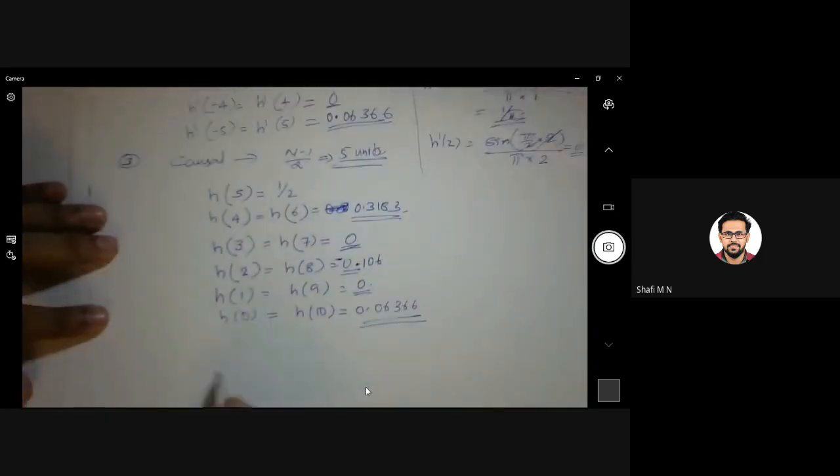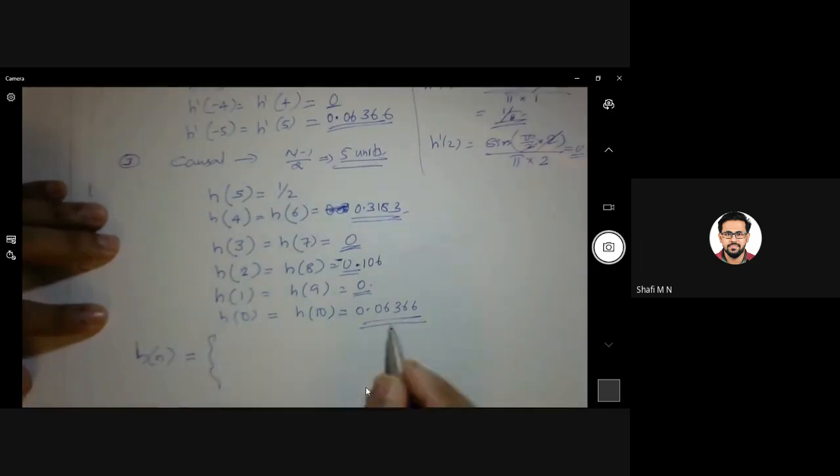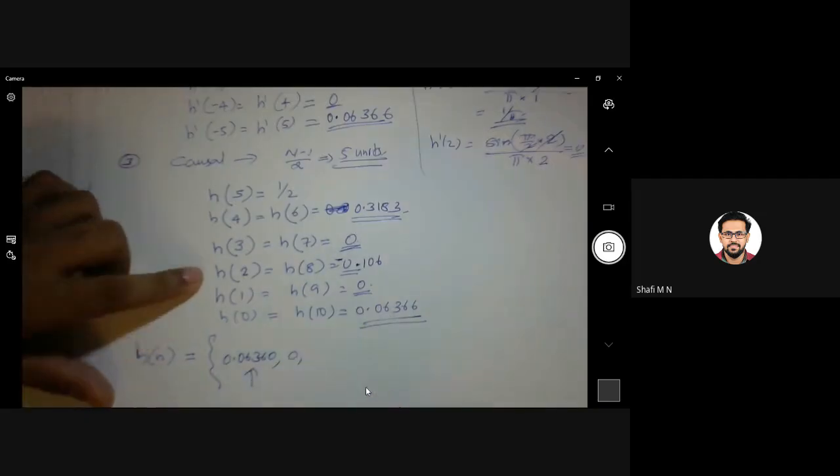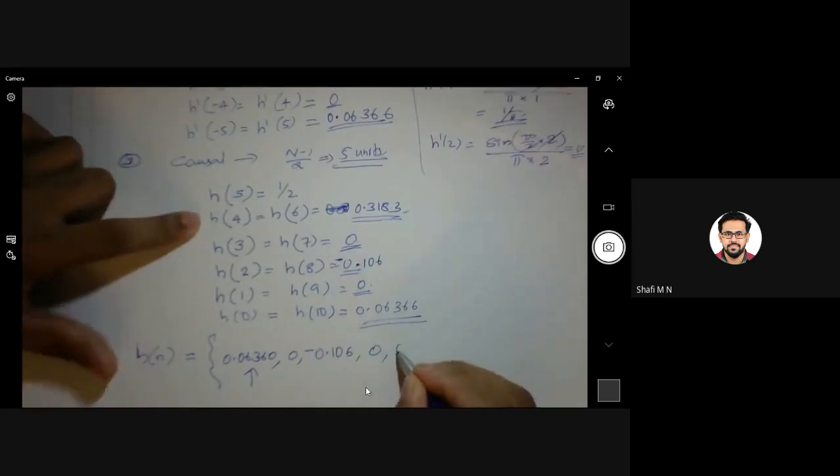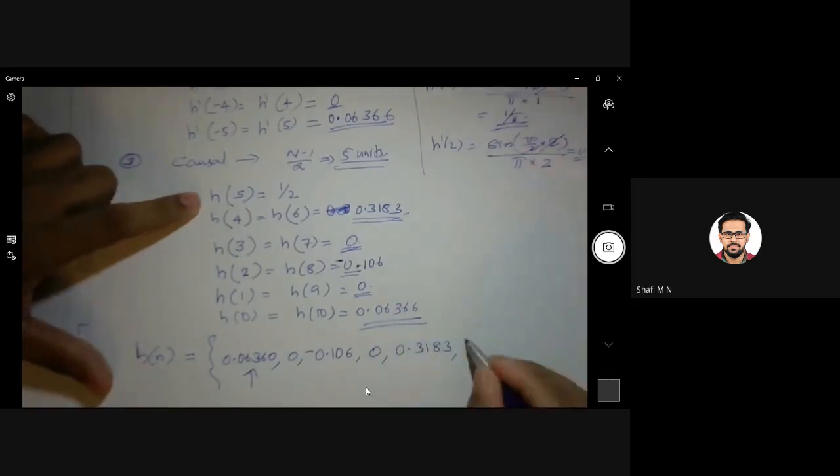So let me write the impulse response. h of 0 is 0.06366. Next, h of 1 is 0. H of 2 is minus 0.106. H of 3 is 0. H of 4 is 0.3183. That will be the next. H of 5 is 1 by 2. This is the point of symmetry.